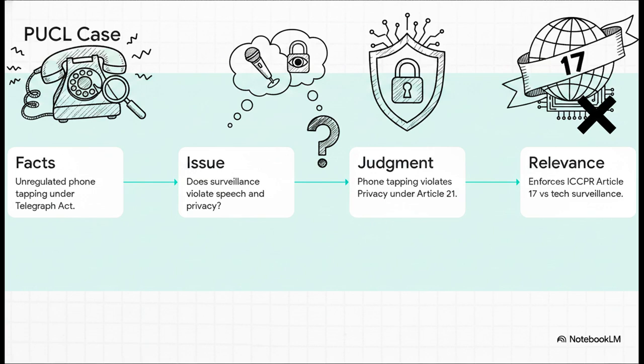Our third case, PUCL, deals with something super relatable today: unregulated phone tapping. The court looked at the widespread wiretapping of activists under the Indian Telegraph Act, asking if this surveillance violated free speech and privacy. The Supreme Court said yes. Telephonic conversations are an intimate part of private life. Arbitrary tapping directly violates the right to privacy under Article 21. It can only happen under strict statutory safeguards during grave public emergencies. PUCL is direct enforcement of ICCPR Article 17 against state surveillance.